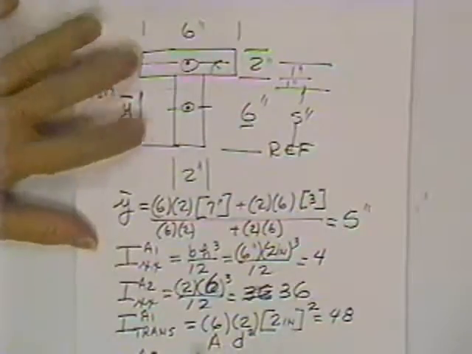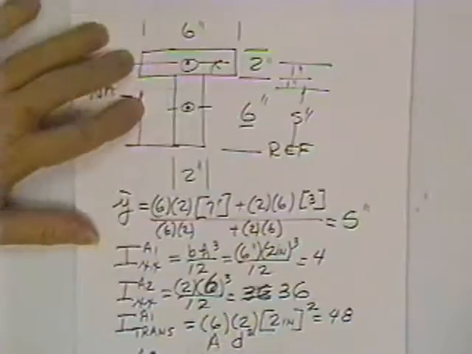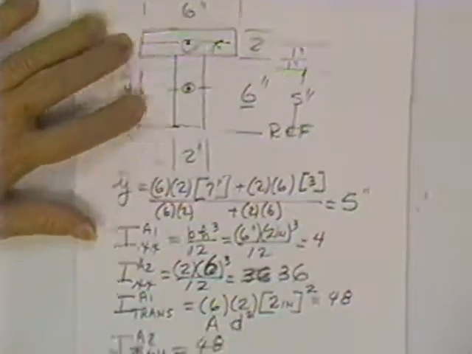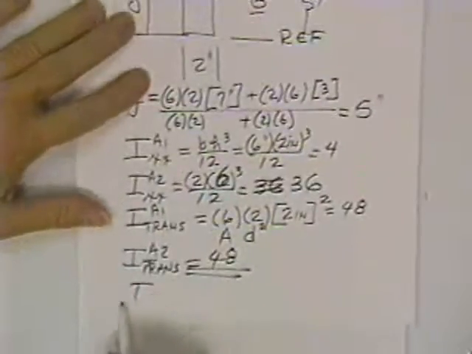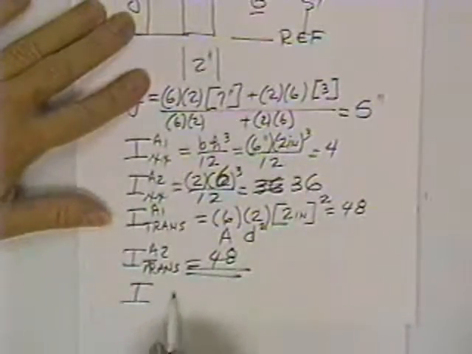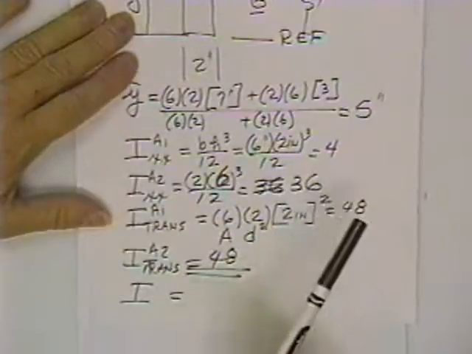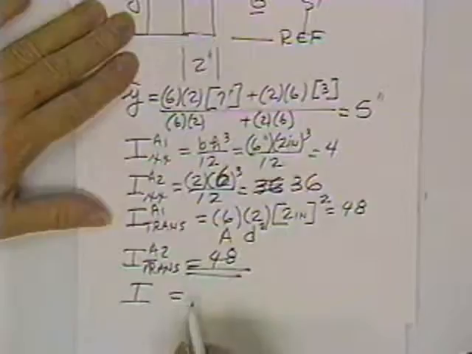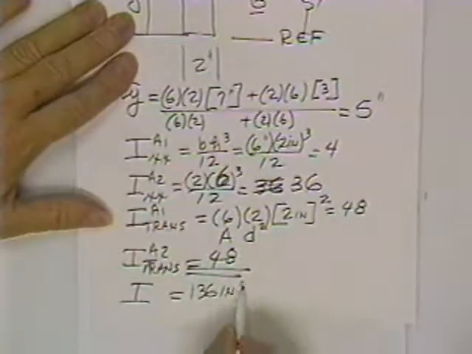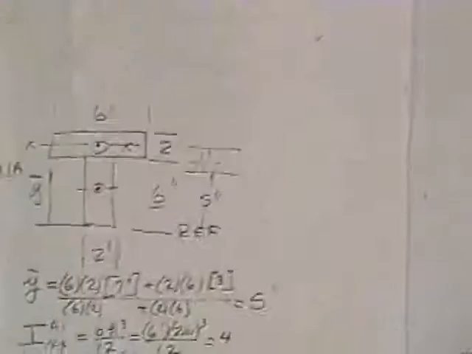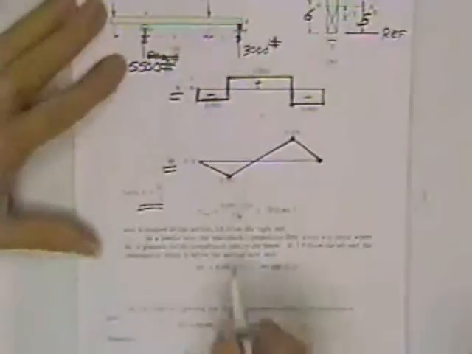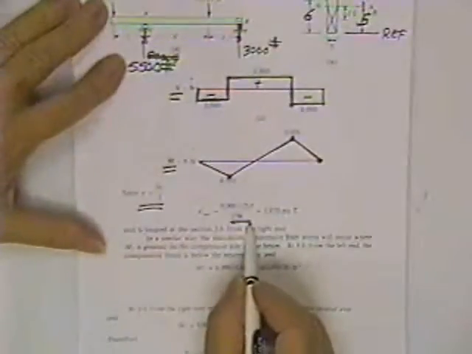And finally, area 2 has a transfer. And it's going to be the same in this case because both areas are the same and they're both the same distance. If you work it out, you get 48. This thing has a moment of inertia equal to how much? 4 plus 36 plus 48 plus 48. 136. 136 inches to the 4th. Alright, let's go back to the problem. Notice that's what he got also.